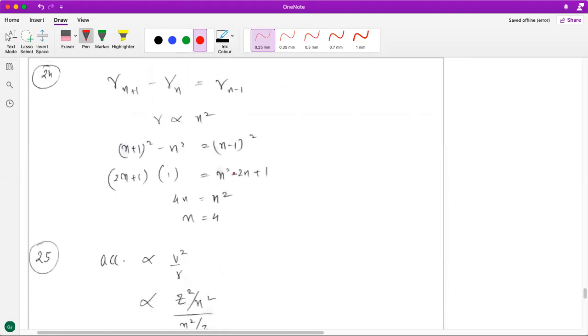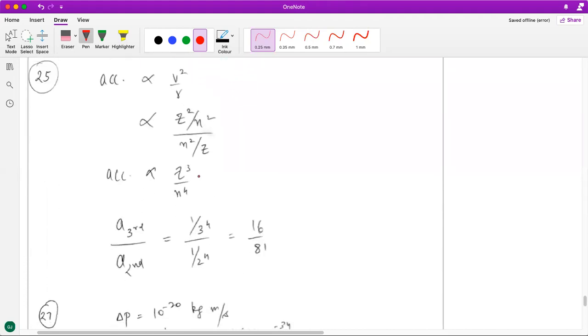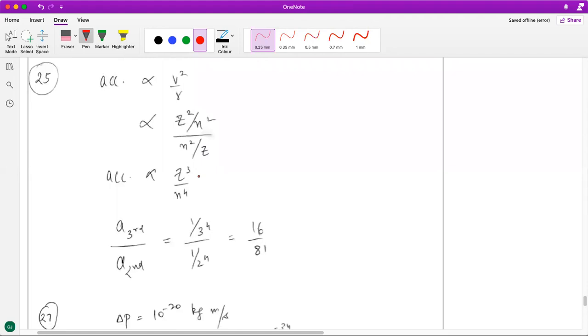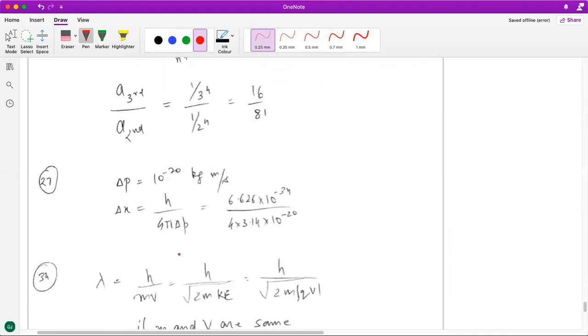All right, then the 24th question, it is based on the formula from Bohr's model of atom that radius is directly proportional to n square, right? So you substitute that over here and you can solve for the value of n. Then in the 25th question, acceleration is proportional to v square by r. This is what is being used here. And since v is directly proportional to Z by n and r is proportional to n square by Z, we use both of them here to get the proportionality of acceleration.